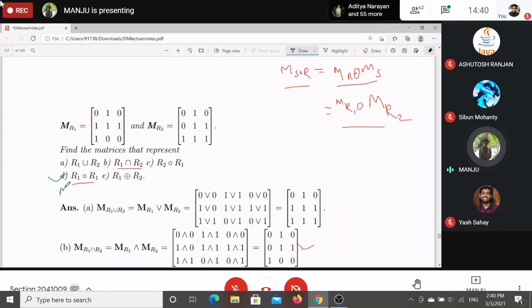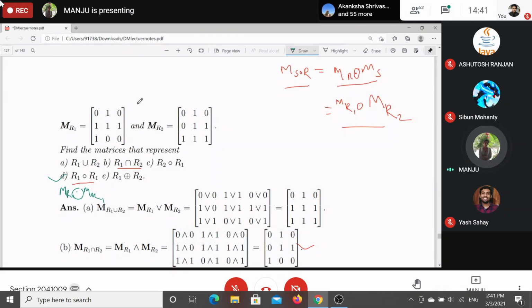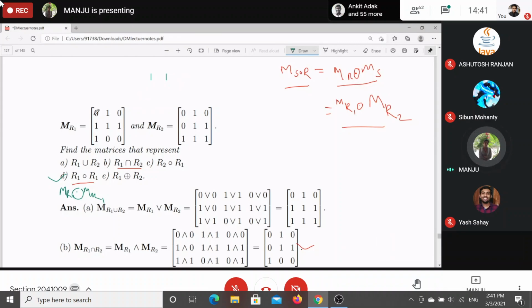So this will be MR1 Boolean product with MR1. This one with this. So here 1, 1. First entry will be 1. This one with this. So we have at second position 1. So conjunction of 1, 1 will be 1, and disjunction with 0. Disjunction of 1 with 0, this will be 1. Then this with this one. Second position we have 1, 1. So 1. Understood?